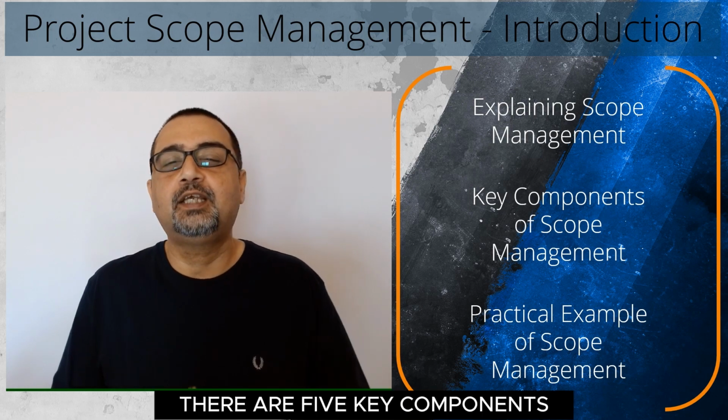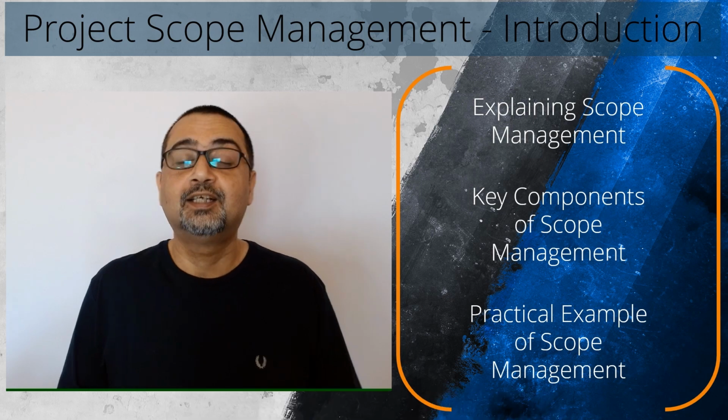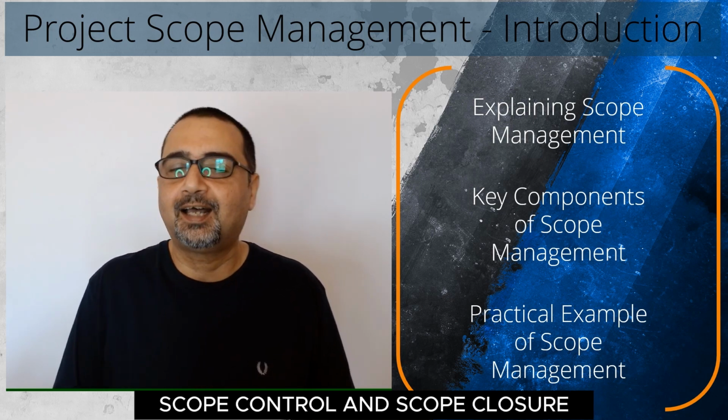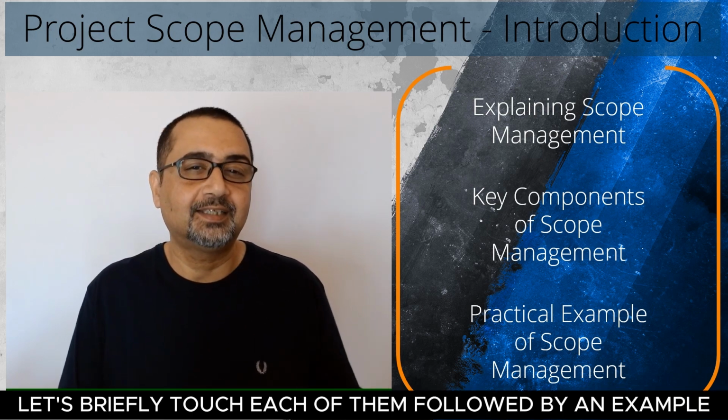There are 5 key components of project scope management, and those are scope planning, scope definition, scope verification, scope control, and scope closure. Let's briefly touch each of them, followed by an example.